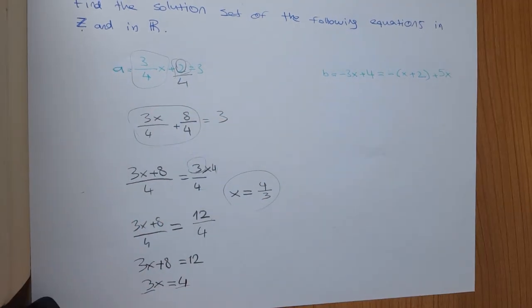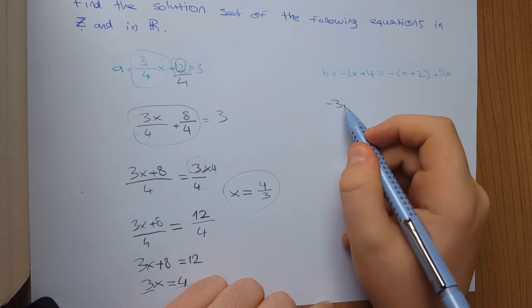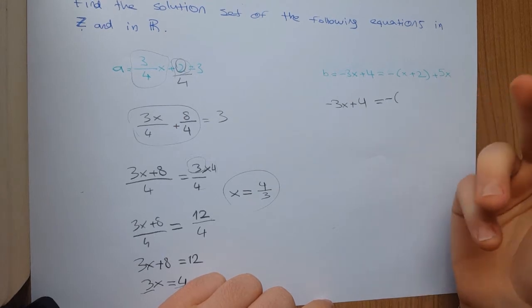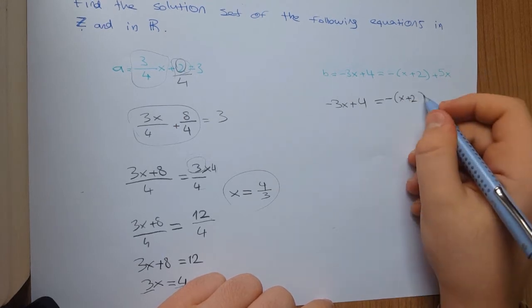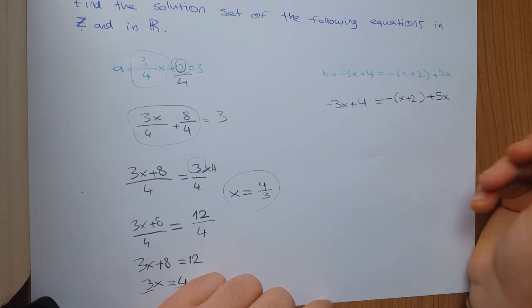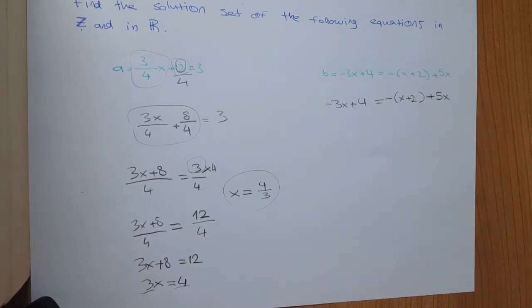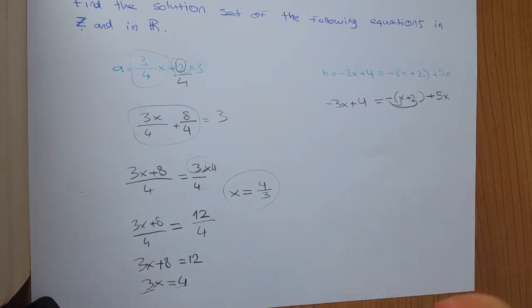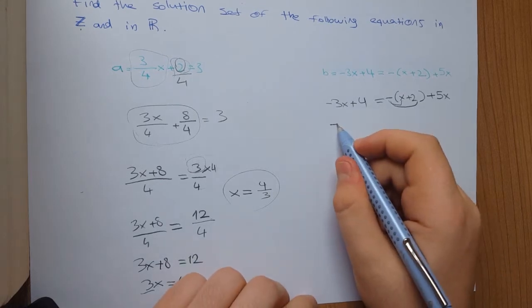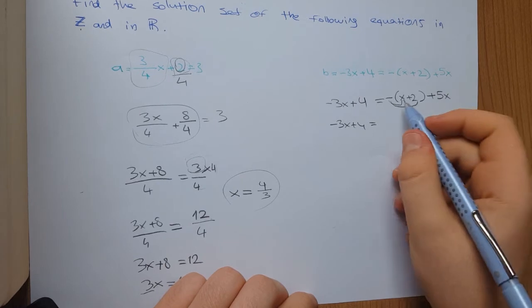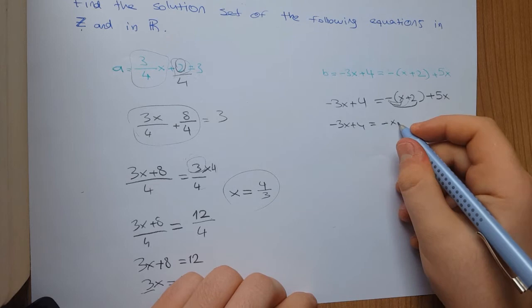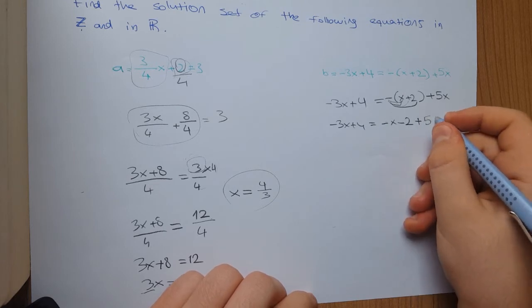Now let's solve the second question. 3 minus 3x plus 4 equals minus parentheses x plus 2 close parentheses plus 5x. Now we should use the technique of distribution here. How we do that is we distribute the symbol to each variable in the parentheses. Then we get something like this if we do that. Minus x and minus 2 because minus is dominant, plus 5x.